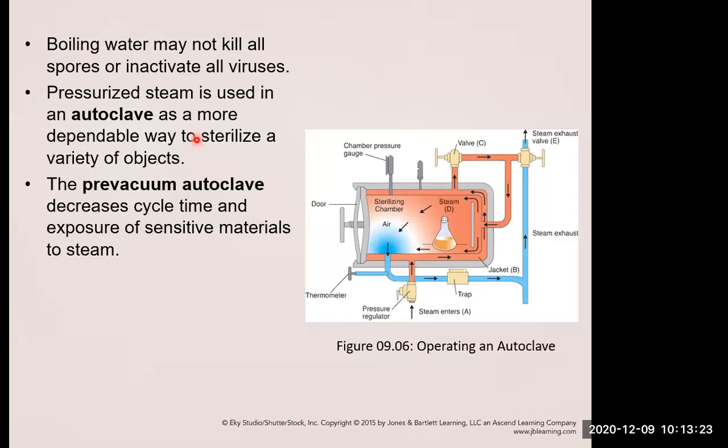The book mentions a pre-vacuum autoclave. I've never used one of these, but how this works is it's going to decrease the pressure by sucking out all of the gas that's present in this chamber before the temperature rises. Okay, so think about this. Pressure and volume are inversely related. So if you suck out the gas from an autoclave, you increase the pressure.